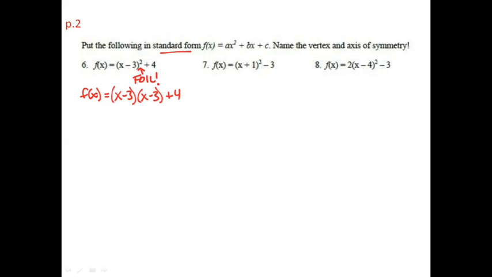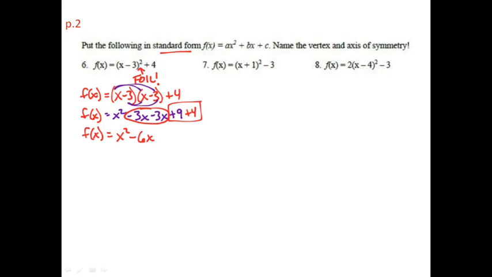So remembering to FOIL, your first terms would be x squared. Your outer terms, x times negative 3, becomes negative 3x. Our inner terms, we have another negative 3x. And then our last terms, negative 3 and negative 3, is a positive 9. And then just bring down that plus 4 at the end. From here, we're just combining like terms. So we have f(x) equals x squared minus 6x plus 13. So there we are in standard form.